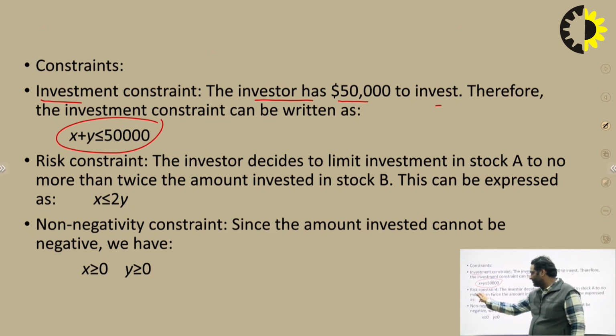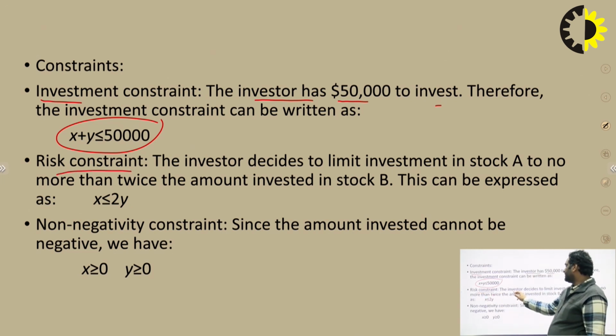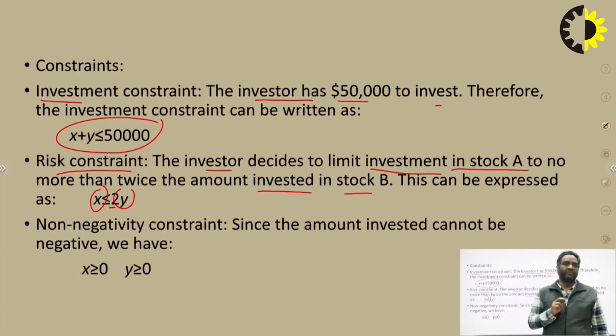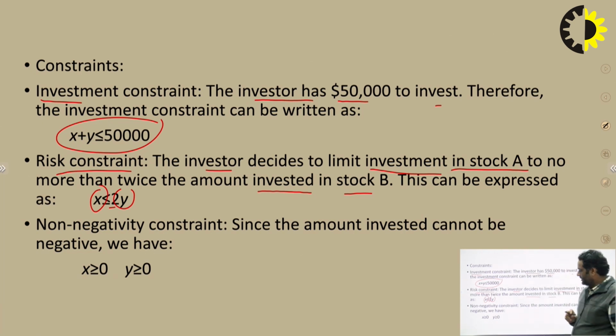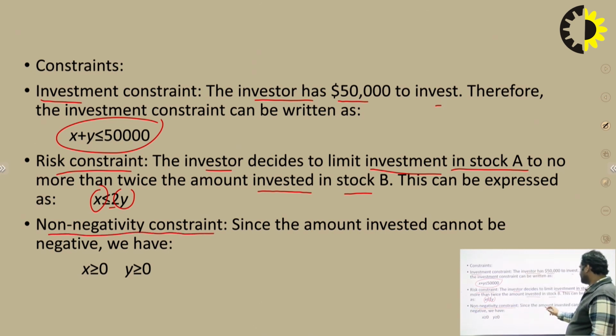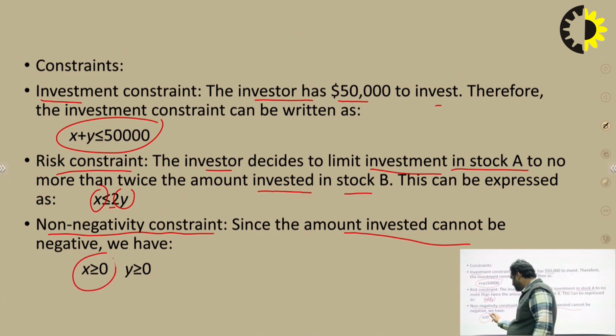And second is this constraint. What is this constraint? The investor decides to limit investment in stock A to no more than twice the amount invested in stock B. So x is always less than or equal to twice y. This is the second constraint, which is known as the risk constraint. Now again, the general constraints, these are the non-negativity constraints. The amount invested cannot be negative. So these are our two general non-negativity constraints.